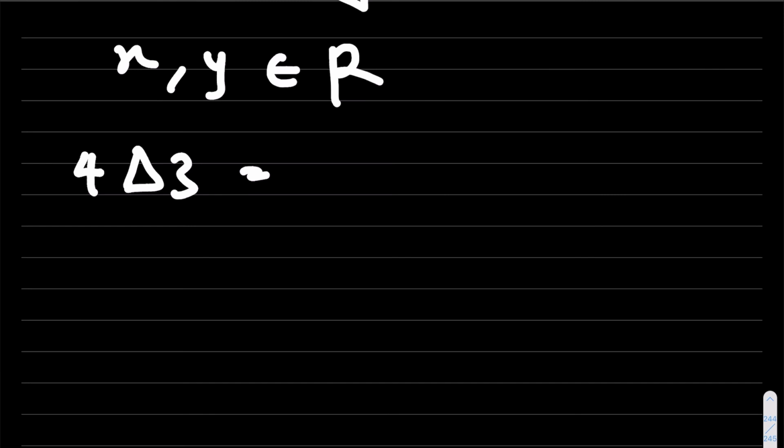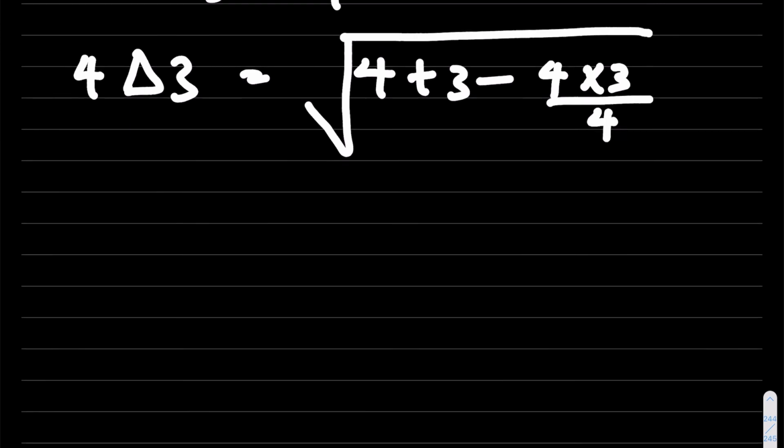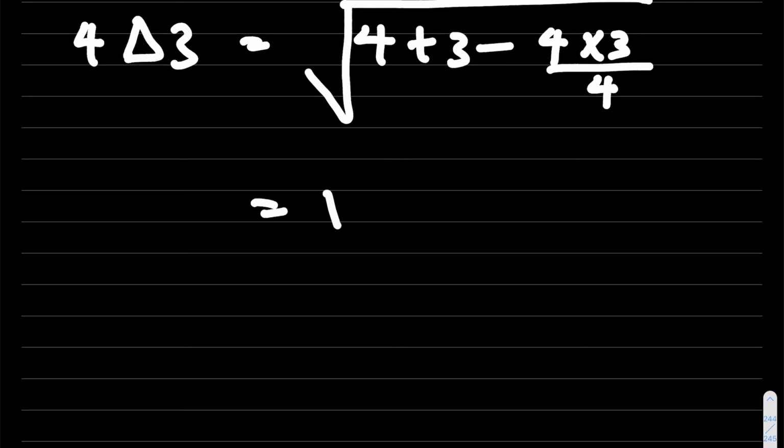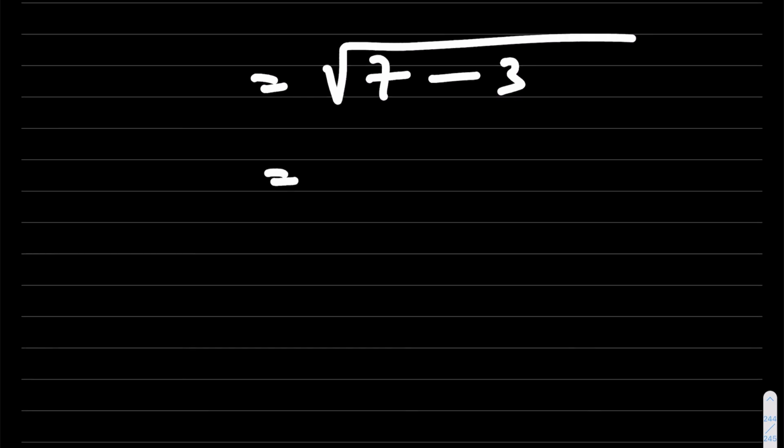That's going to be equal to the square root of 4 plus 3 minus 4 times 3 over 4. That's the same as the square root of 4 plus 3, which is 7, minus 4 times 3 divided by 4. That's 12 over 4, which is 3. And that simply means the square root of 4, which is 2. So the answer is 2, and we go straight to the next.